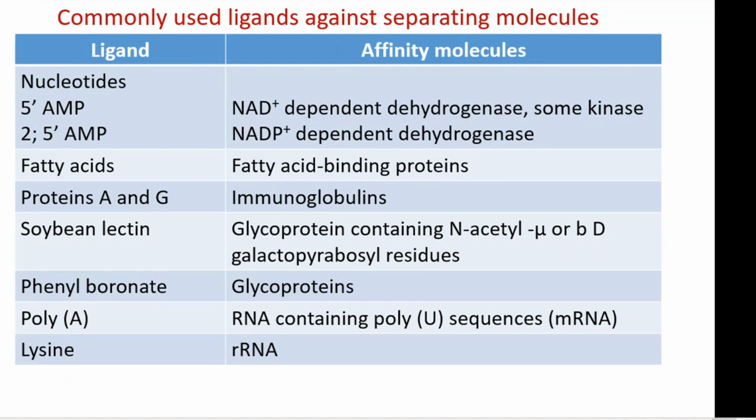That means the remaining molecules will get washed out, and then we elute the RNA molecule. We'll get the total pure mRNA molecule with this, right? And I'll explain how the poly-A tail and affinity chromatography work later. Okay. And then the next is lysine. So we can also use lysine as a ligand molecule for isolation of rRNA. The rRNA molecule is always isolated by using lysine as a ligand.